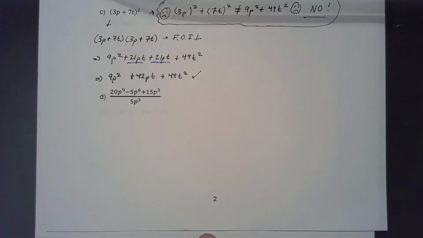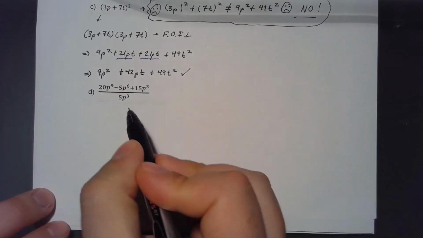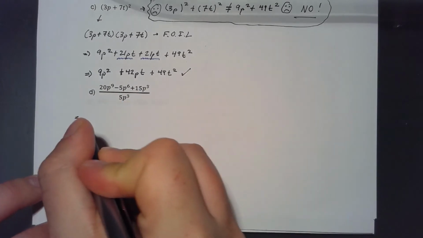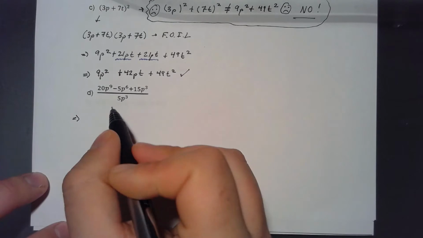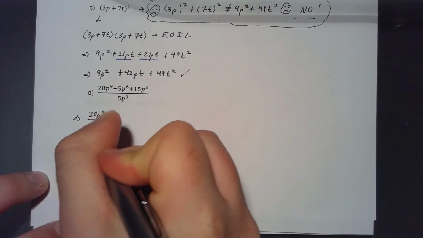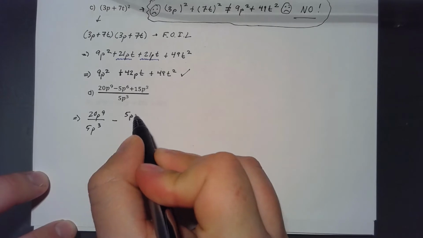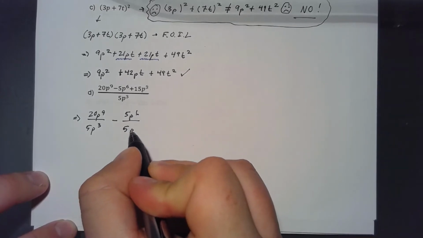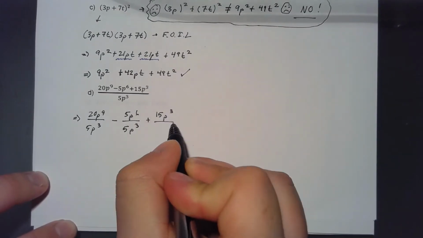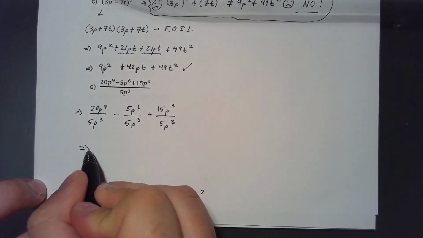Letter D was the only kind of division problem we looked at in this course. Whenever you have a single term in the denominator, you can just break up every term in the numerator over that common denominator and then simplify each mini fraction. So I could write this as 20p to the 9th over 5p cubed minus 5p to the 6th over 5p cubed plus 15p cubed over 5p cubed. Now I can simplify each fraction separately.